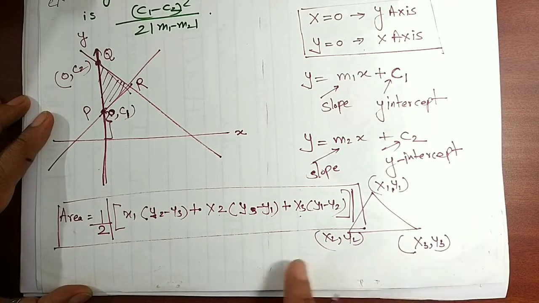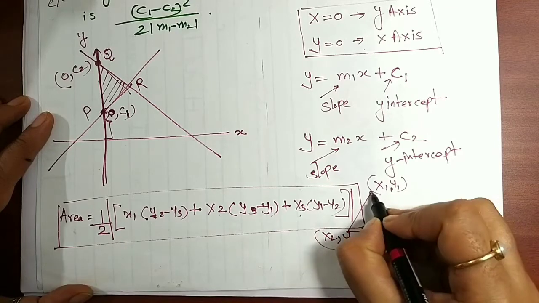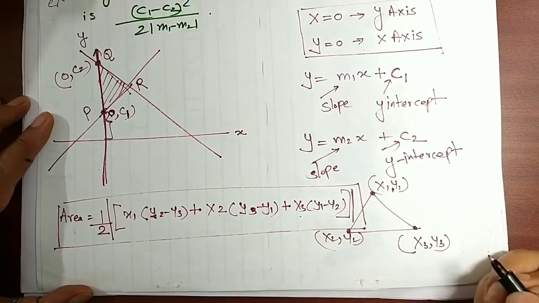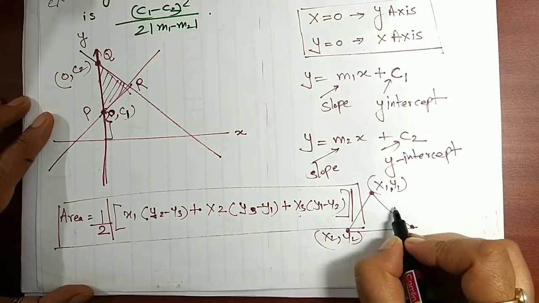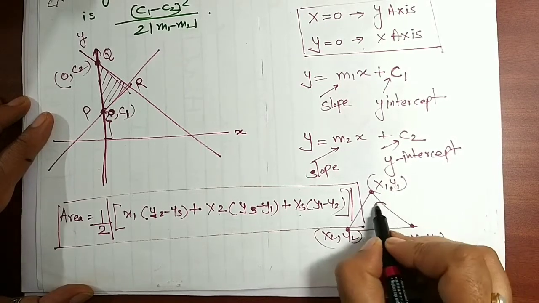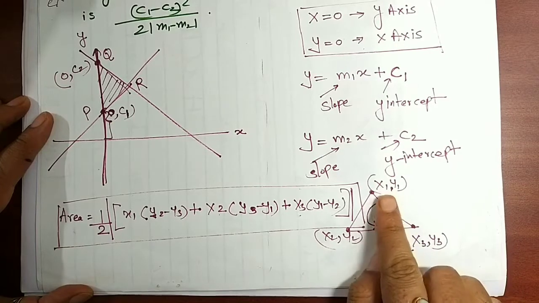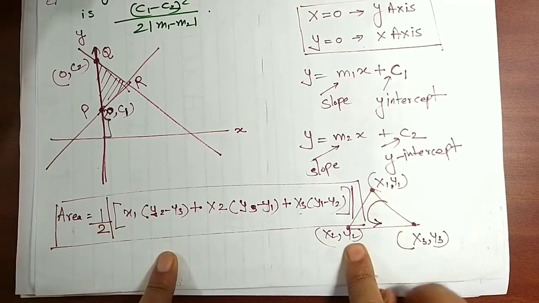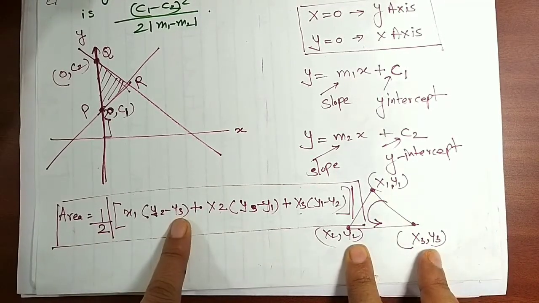How to remember this, guys? After making the 3 points, you move in the anti-clockwise direction. If you choose x1, then y2 and y3 you will pick up from here, y2 minus y3.